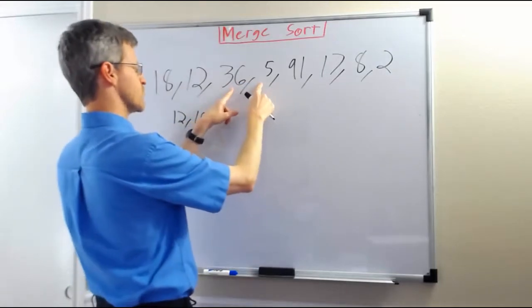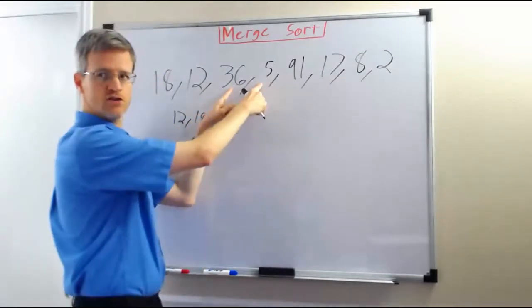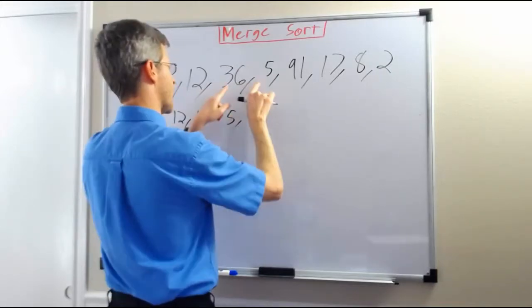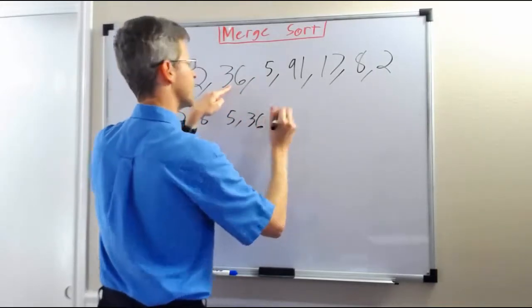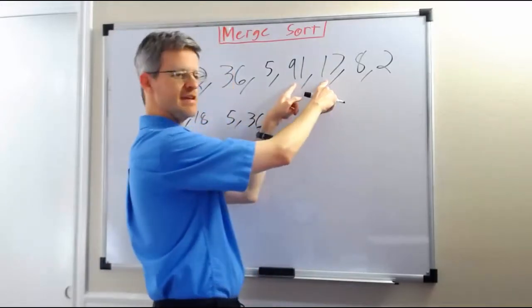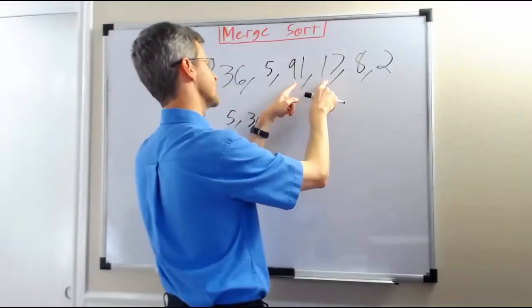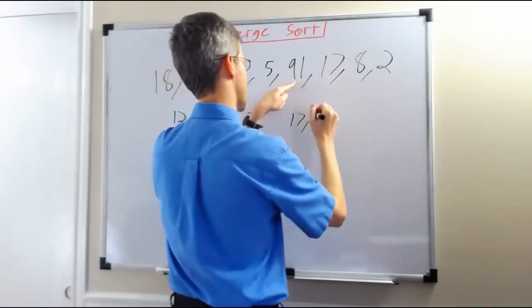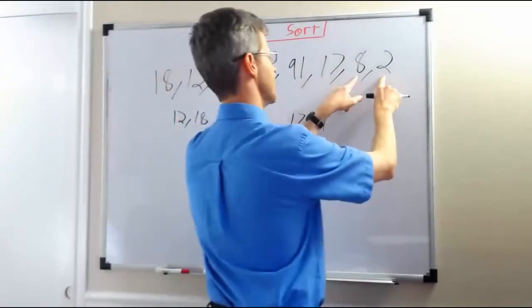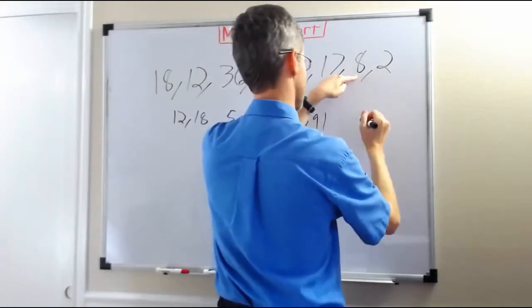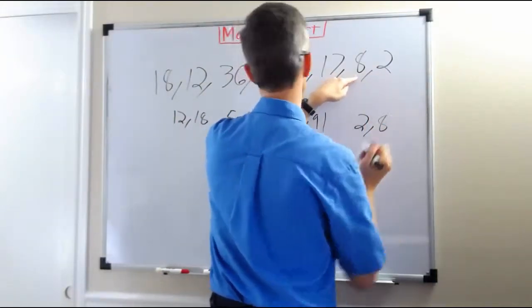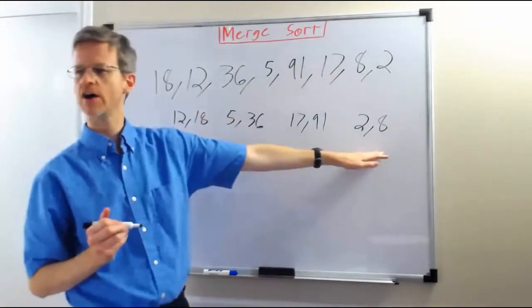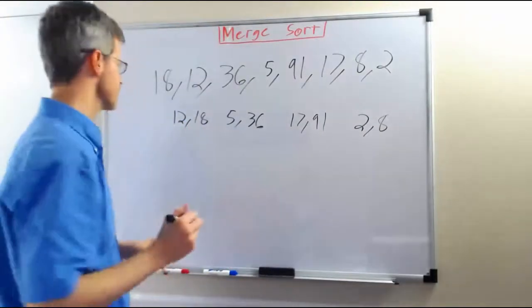Then we're going to consider 36 and 5 as, again, two lists of length 1 that are already sorted. So the smaller of those is going to be 5, and then 36. And then 91 and 17, two lists of length 1. So the 17 is what we'll take first for a sorted list of length 2, and then the 91, and then the 8 and 2. So we'll take the 2 first, and then the 8. And now we have 4 sorted lists of length 2. And now we repeat the process.